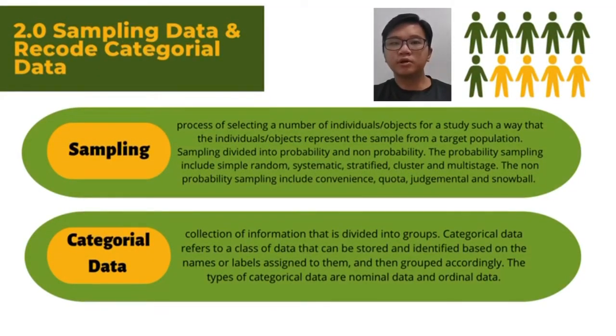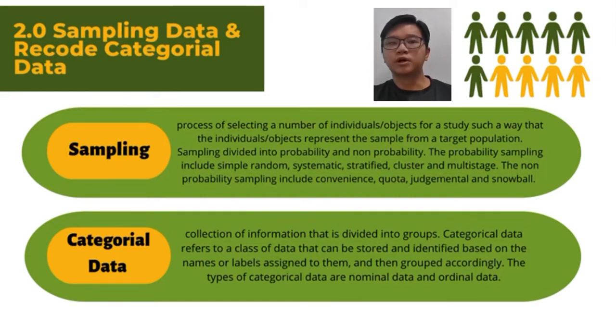Sampling data and categorical data. Sampling is a process of selecting a number of individuals or objects for a study in such a way that the individuals or objects represent the sample from a target population. Sampling is divided into probability and non-probability. The probability sampling includes simple random, systematic, stratified, cluster, and multi-stage. The non-probability sampling includes convenience, quota, judgmental, and snowball.